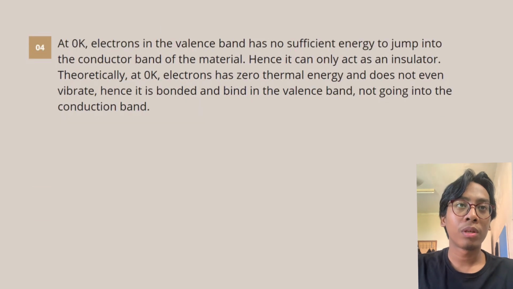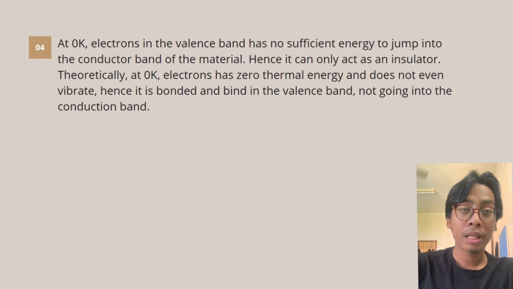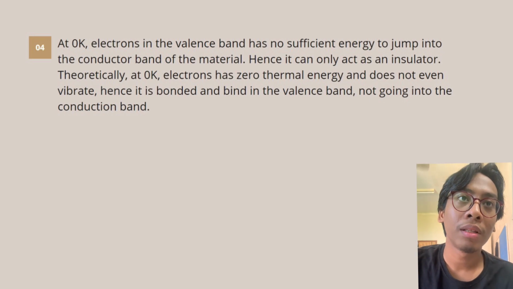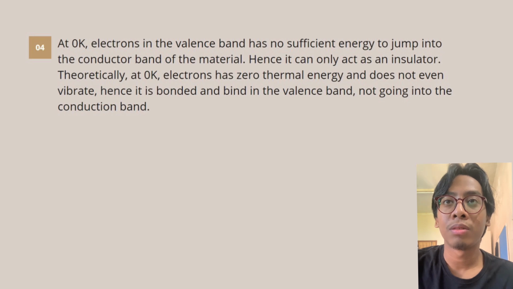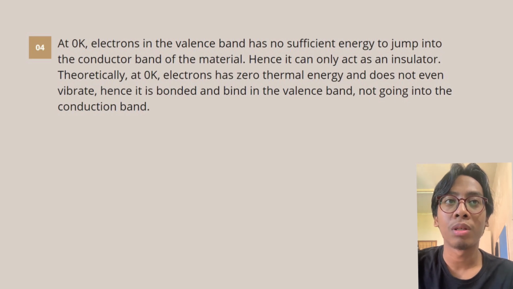And for the next question, why does a semiconductor behave as an insulator at 0 Kelvin? The answer is, at 0 Kelvin, electrons in the valence band do not have sufficient energy to jump into the conduction band of the material. Thus, it can only act as an insulator. Theoretically, at 0 Kelvin, electrons have zero thermal energy and do not even vibrate. Hence, they are bound in the valence band and not going into the conduction band.